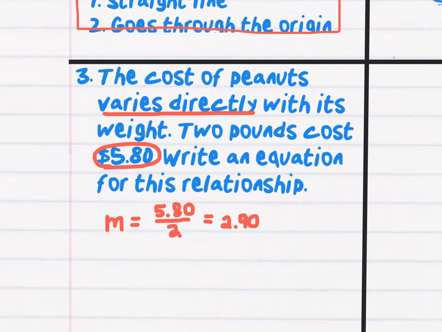So then for the equation to represent this relationship, our equation will be y equals 2.90x.